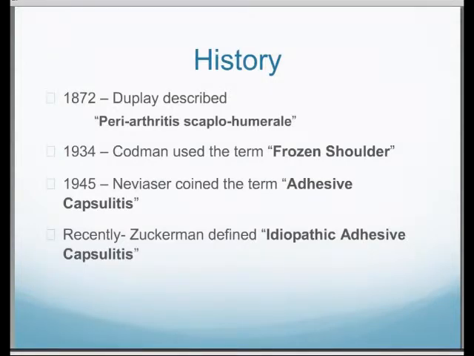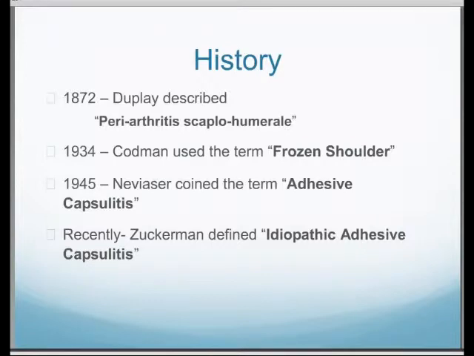And then 10 years later, Neviaser out of the US wrote a paper in the JBJS talking about adhesive capsulitis. He was the first one to really talk about the actual pathological process. He used a case series of operations that he had done, as well as a series of postmortems, and he presented this as a case report in which he was the first to describe that there's this element of the capsule being involved in formation of adhesions, and that was the cause of this restricted range of motion.